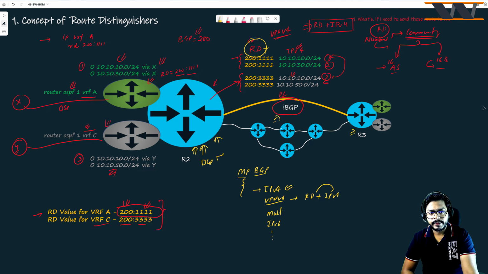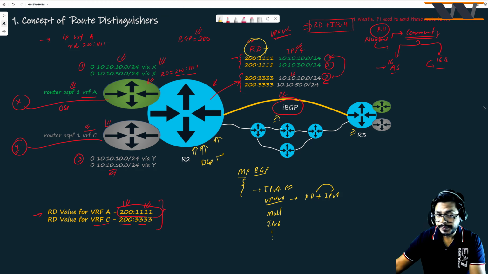Okay, Vishnu, thank you. I understand the main purpose of route distinguisher, but I wonder where route redistribution comes into play in this scenario. Route redistribution you are talking about? Yeah. Okay.